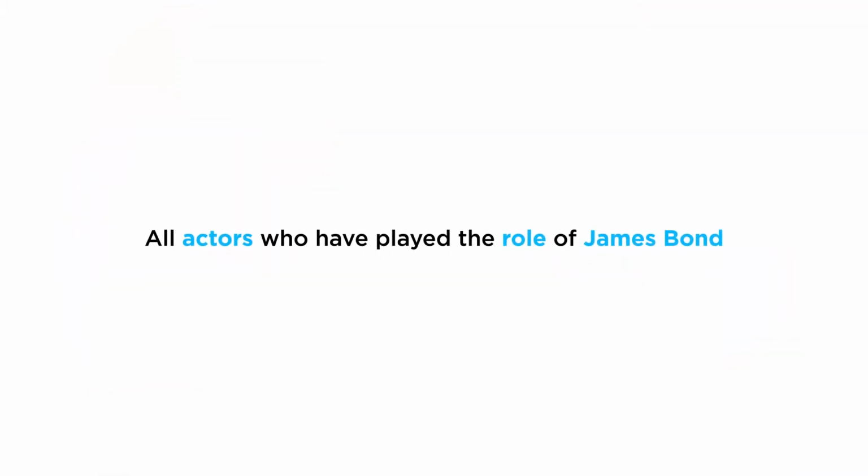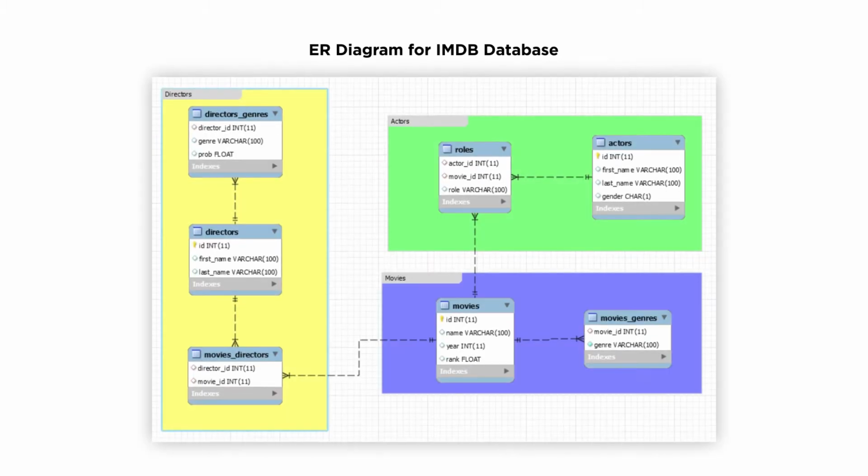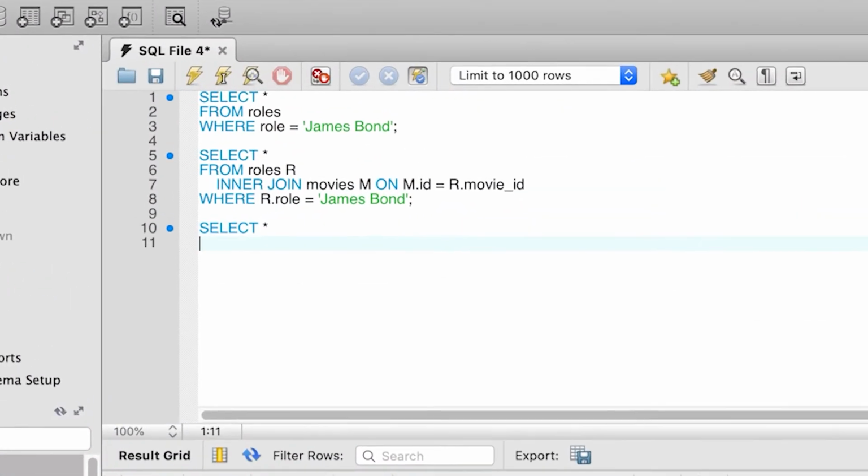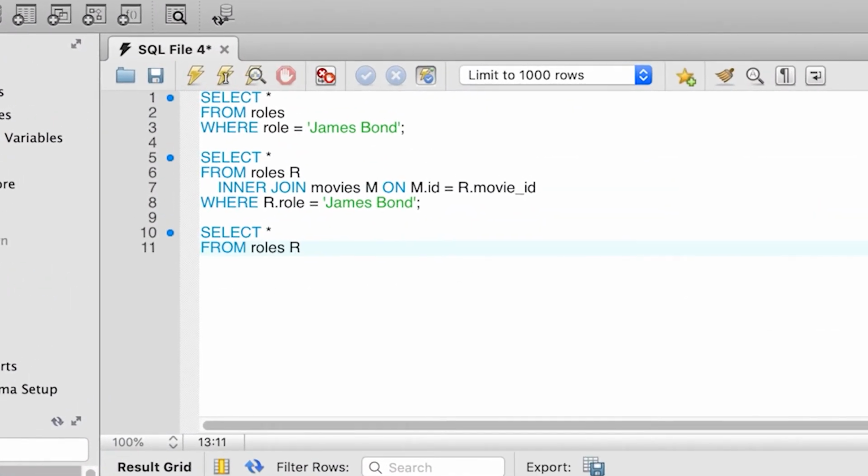Now let's write a slightly different query where we want to see the actors who play James Bond. Now we are going to join the roles table, but not with the movies table, but with the actors table. Select star from roles R. And now we're going to do an inner join, not with movies. We're going to join with the actors table. So now our query goes inner join actors A.